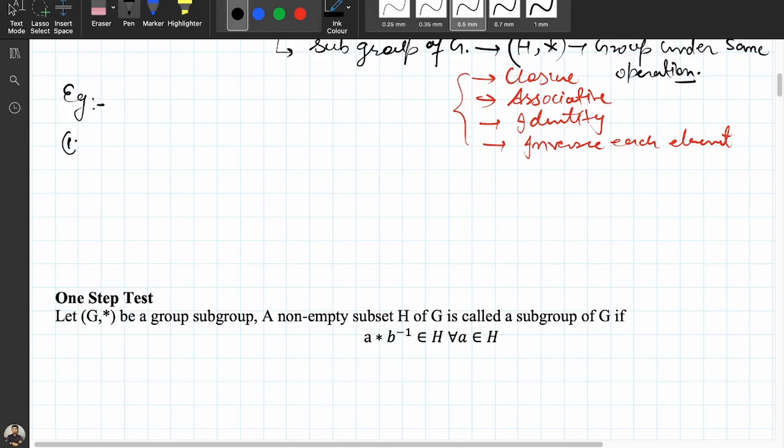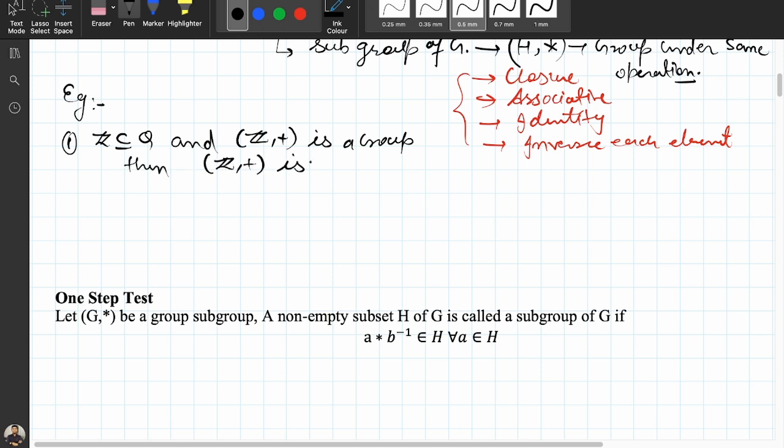First example: let Z be a subset of Q, and we know that Z plus is a group. Then simply we can say that Z plus is a subgroup of Q plus, where Q is nothing but the set of rational numbers.